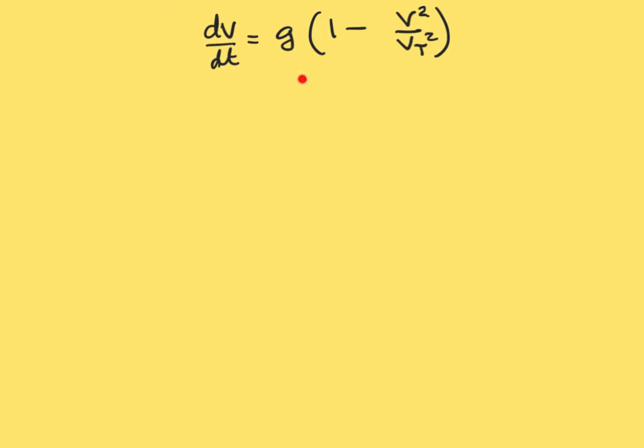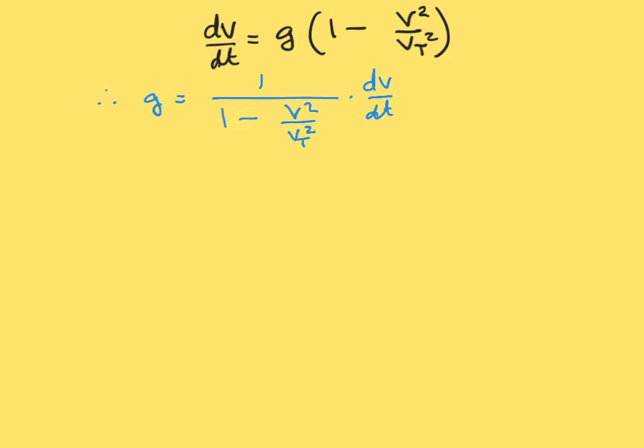So on the previous slide, we obtained this equation, and what I want to do on this slide is to integrate it and obtain v as a function of time. So what I'm going to do is divide both sides by this term in the brackets here, so that all the v dependence is on one side, and I'm also just going to swap the sides around. So I'm going to write that g is equal to 1 over 1 minus v squared over the terminal speed squared multiplied by the derivative of v with respect to t.